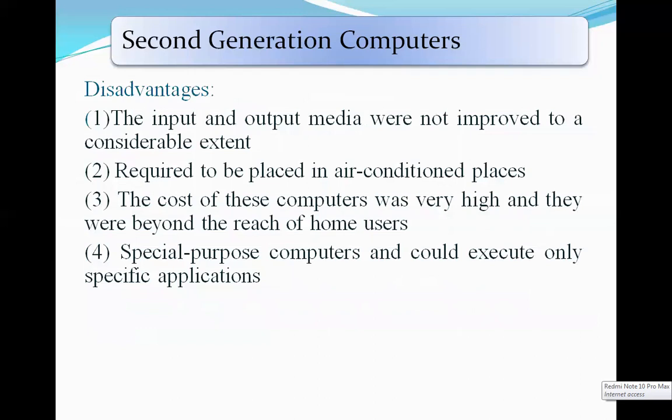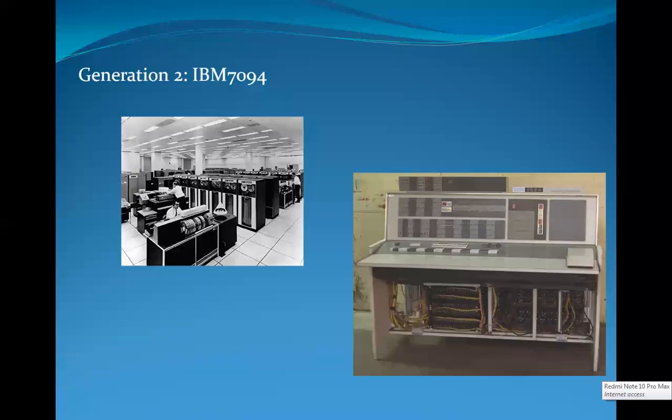Disadvantages are also there. The input and output media were not improved to a considerable extent. It required to be placed in an air conditioned place. The cost of these computers was very high and they were beyond the reach of home users. And the last disadvantage is that it was a special purpose computer and could execute only specific applications. This is the example of second generation of computer, IBM 7094.